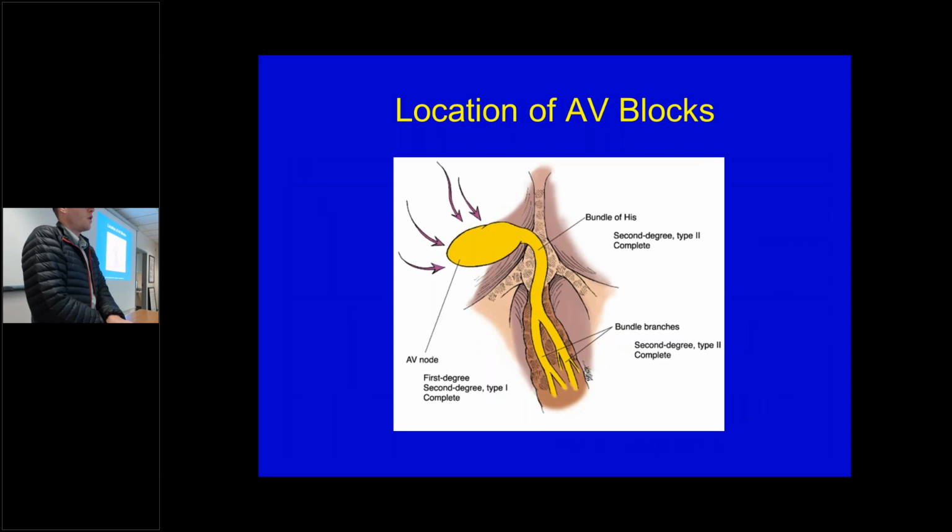All right. So this kind of gives you, at least for the site or location, you've got the AV node, that's where your first degree happens. That's where your second degree type 1 happens. Complete bundle branch block, which is third degree, can happen at any of the sites as long as it's completely blocked. Bundle of His, that's second degree type 2 or complete. Bundle branches, second degree type 2 or complete. All right, so anything below the AV node, second degree type 2 or complete in location.